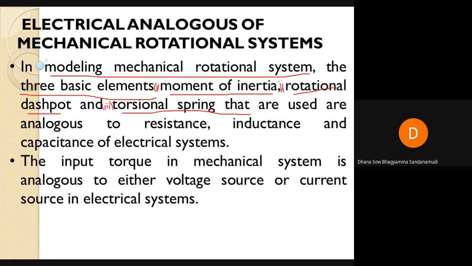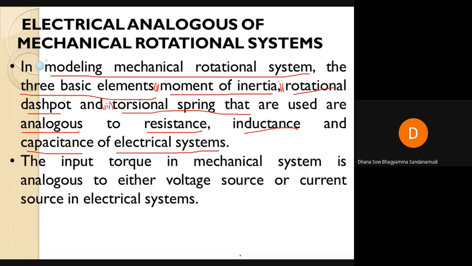We will use these three basic elements of the mechanical rotational system in order to determine the analogous in terms of the electrical system. If I want to determine the analogous of these three mechanical elements in electrical terms, then I must consider three basic elements in the electrical system. Those are resistance, inductance, and capacitance.